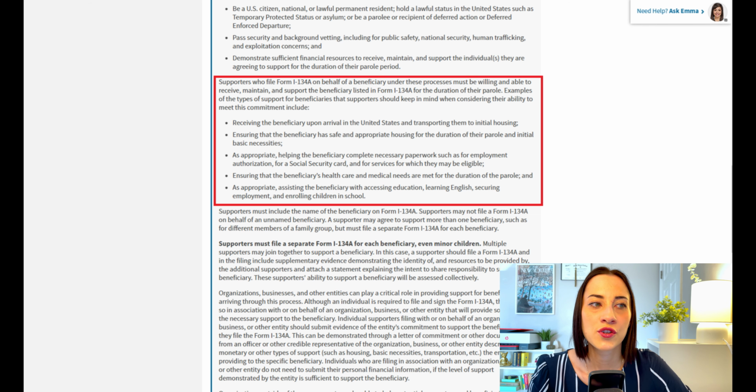The USCIS site states that the sponsor or the supporter should be able and willing to do the following: receiving the beneficiary upon arrival in the United States and transporting them to initial housing, ensuring that the beneficiary has safe and appropriate housing for the duration of their parole and initial basic necessities, as appropriate, helping the beneficiary complete necessary paperwork such as employment authorization, social security card, and for services for which they may be eligible, ensuring that the beneficiary's healthcare and medical needs are met for the duration of parole, and as appropriate, assisting the beneficiary with accessing education, learning English, securing employment, and enrolling children in school.